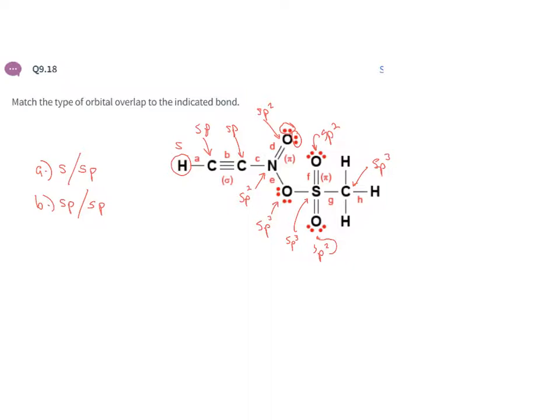Bond C occurs between, again, an sp hybrid orbital on carbon and an sp2 hybrid orbital on nitrogen. Bond D, and now it's asking for the pi bond of bond D. The pi bonds can only occur between atomic p orbitals, the overlap between 2 atomic p orbitals in this case.